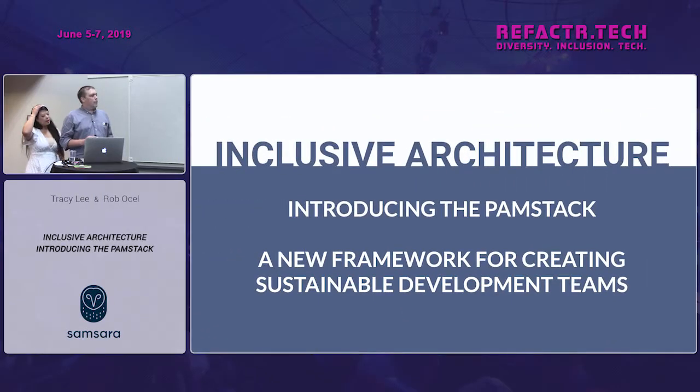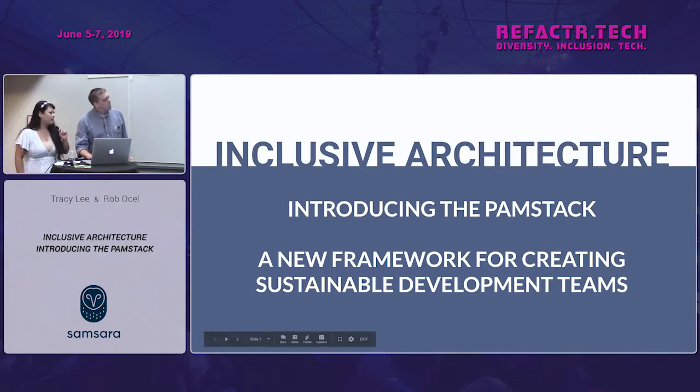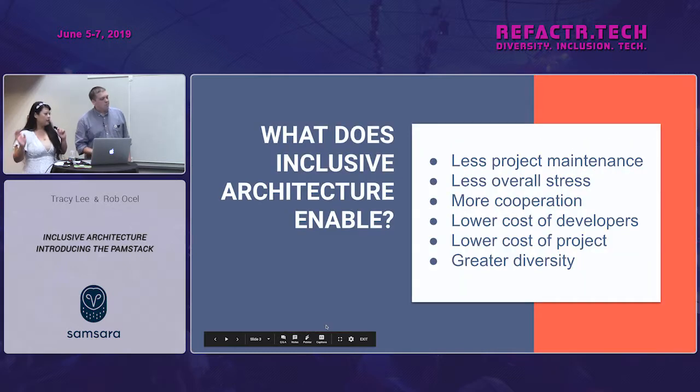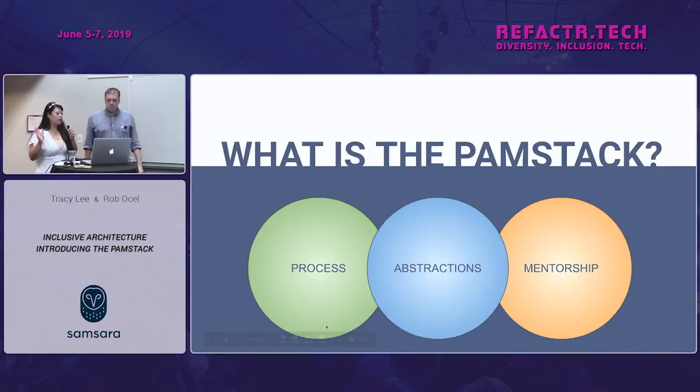Everybody, thank you for coming to our talk about inclusive architecture, or more importantly, us introducing the PAMSTACK, which is our new framework for creating sustainable development teams. So you might wonder, what is the PAMSTACK? The PAMSTACK has three pillars: process, abstractions, and mentorship. These are the three pillars.